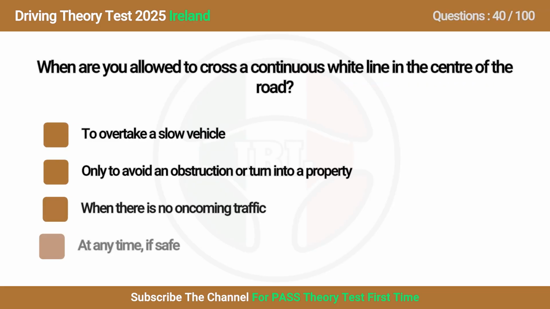Question 40. When are you allowed to cross a continuous white line in the center of the road? A. To overtake a slow vehicle. B. Only to avoid an obstruction or turn into a property. C. When there is no oncoming traffic. D. At any time if safe.